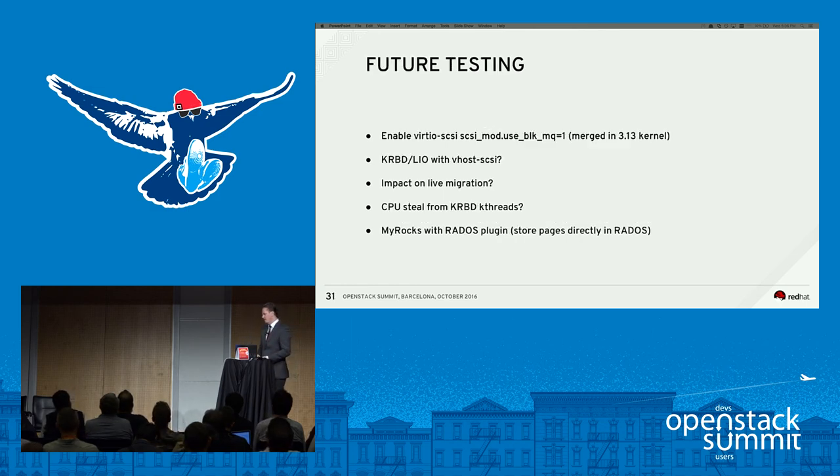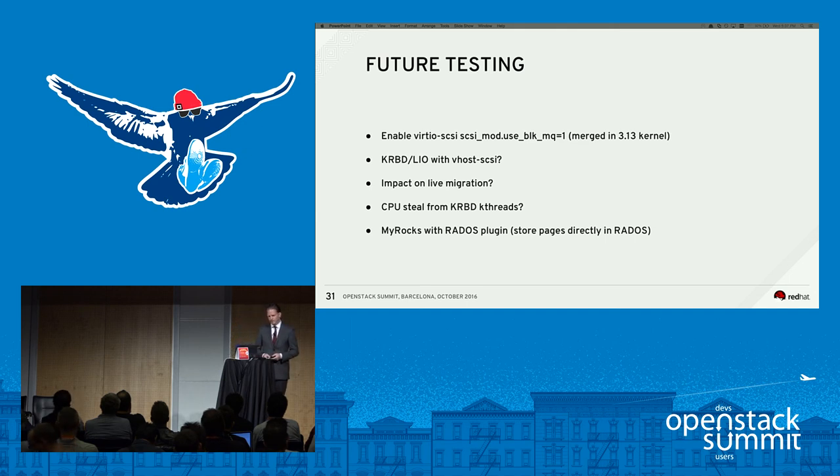So what would I test next? What do I want to test next? I want to try using virtio SCSI, and there's a way, when you're booting the instance, to tell it to use block MQ for the virtio SCSI device. Then if you have multiple IO queues or IO threads and vectors for your virtio SCSI device, we might be able to see some better parallelization there.